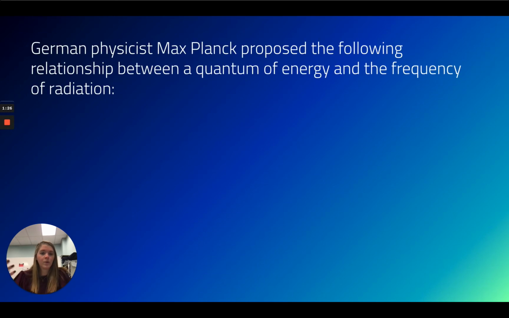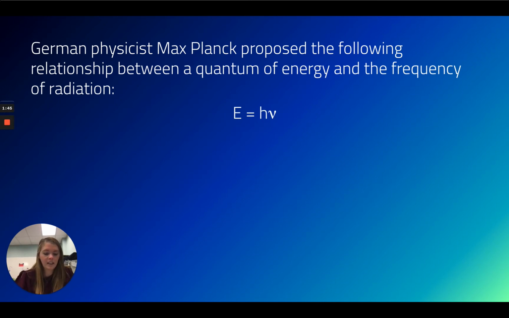So this was proposed by German physicist Max Planck. He proposed the relationship between a quantum of energy and the frequency of radiation. Okay, so we're now connecting energy to frequency. We previously talked about wavelength, but we're now looking at frequency, which is E equals hv.